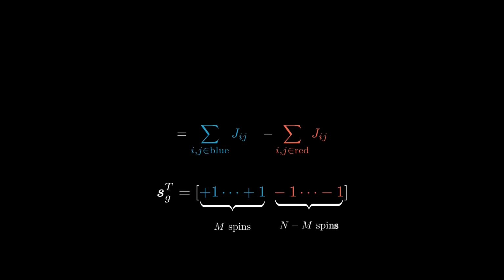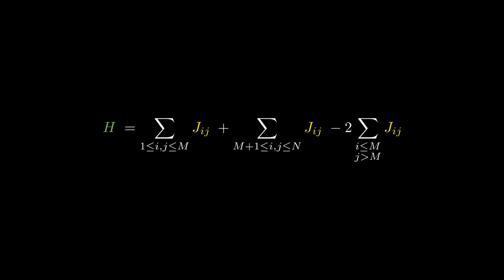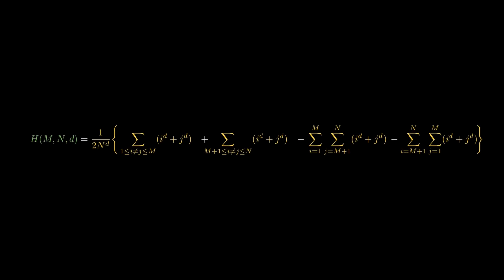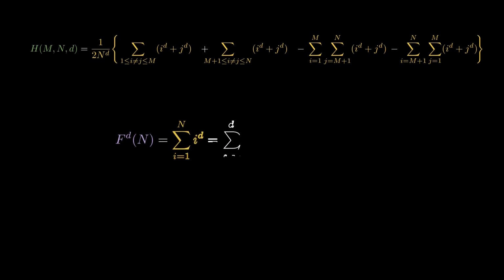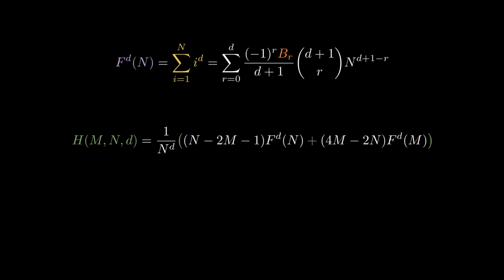This visual understanding leads us naturally to an analytical expression for the Hamiltonian as a function of just three variables, n, d, and a single important variable, m, the size of the first cluster. To simplify this intimidating expression for the Hamiltonian, he used a well-known mathematical tool called Faulhaber's formula, which gives a closed form expression for sums of integer powers. This formula, which involves the famous Bernoulli numbers, allows us to rewrite the giant mess of sums into a much more compact form. The Hamiltonian now depends only on n, d, and our single variable of interest, m.